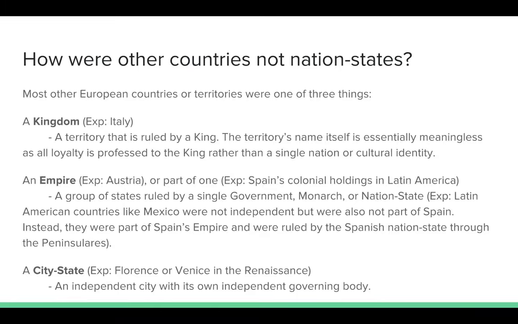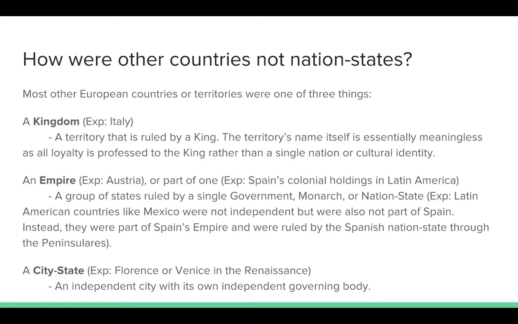Before I go on, this slide is not something you need to memorize or write down. I just like to go over this because when you say there are only 3 nation states within Europe, the question immediately comes up, well, what is everyone else then? Most other European countries and most countries across the world for the most part fit into one of 3 categories. So they might have been a kingdom, and an example of this would have been Italy at the time. That is a territory that is ruled by a king.